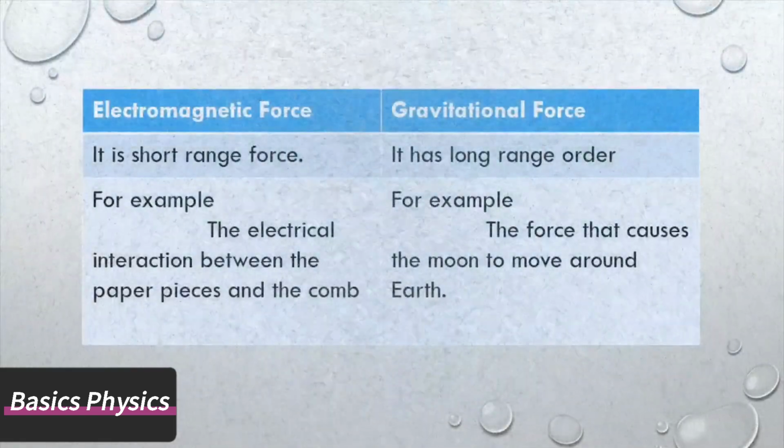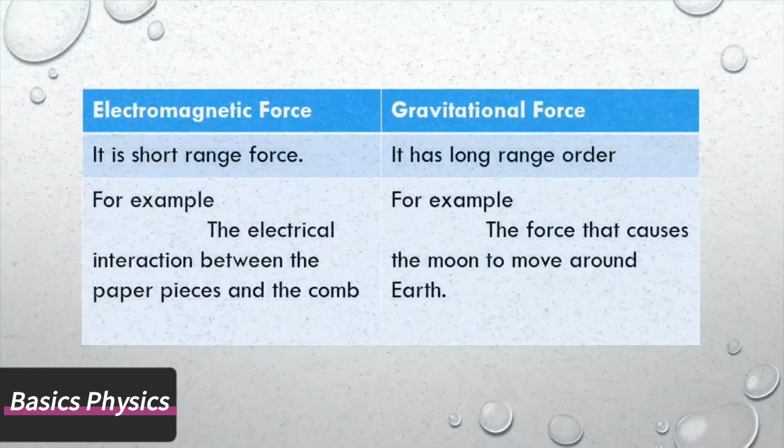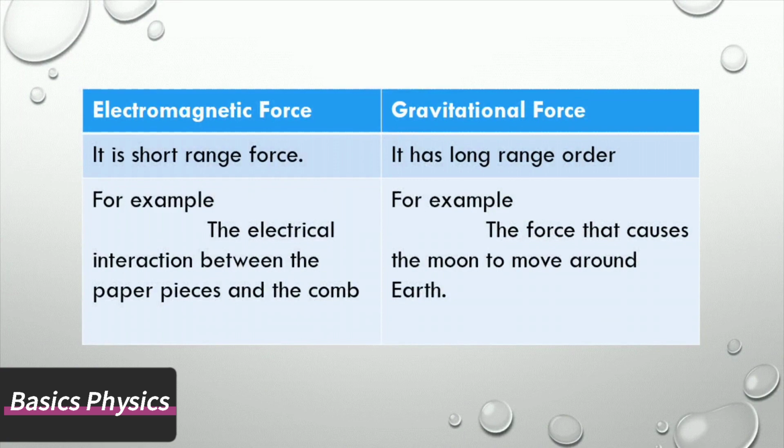Electromagnetic force is a long-range force. For example, the electrical interaction between the paper pieces and the comb. Gravitational force has long-range order. For example, the force that causes the moon to move around Earth.